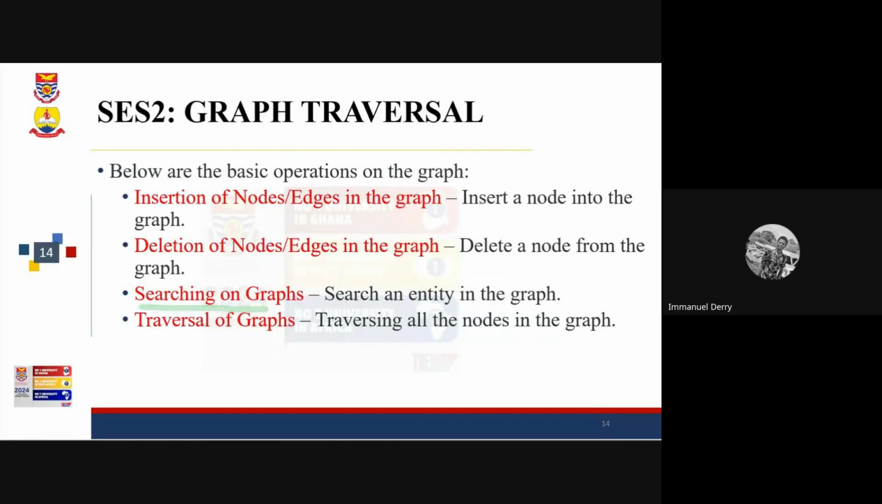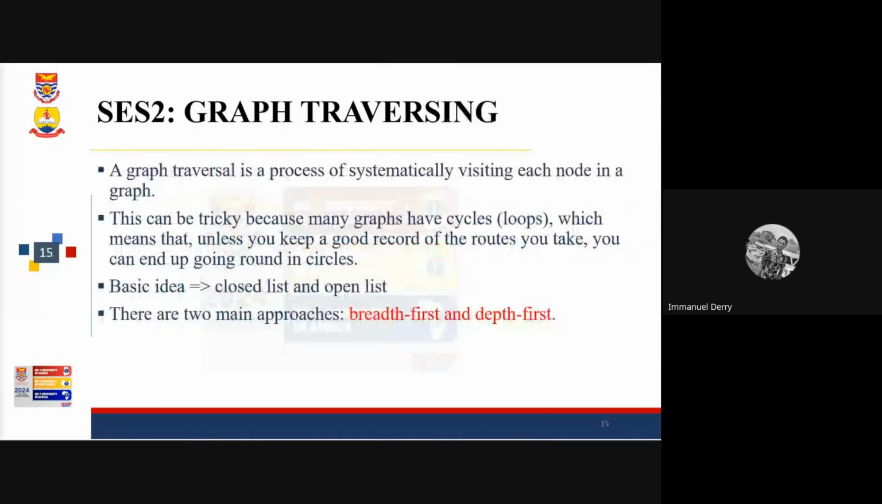And then finally, we traverse all the nodes in the graph as well. So these are some of the operations that we can perform during the graph traversal. We can insert, we can delete, we can search for values as well. All right, so with the graph traversal, what it basically means is that we are systematically visiting each node in the graph. So from one, we move on to the other, we move on to the other until we are done.